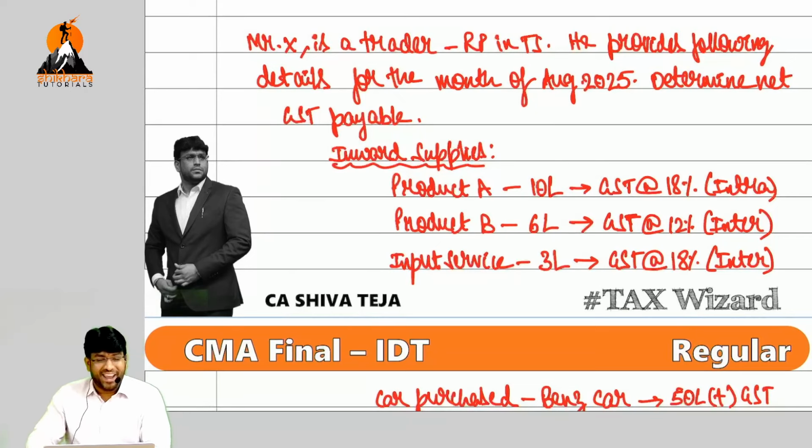By the way, one brilliant question let me ask. Benz car, what will you do? Excellent. It is block credit. As per section 17, subsection 5, it is block credit. So on Benz car, we are not supposed to take even a single rupee of input tax credit because the credit is blocked.